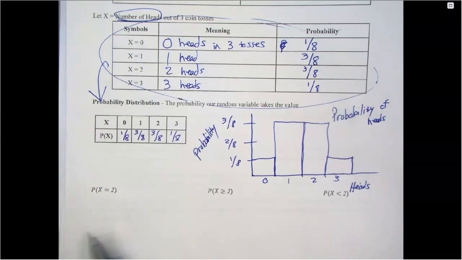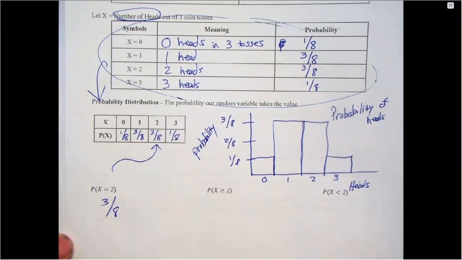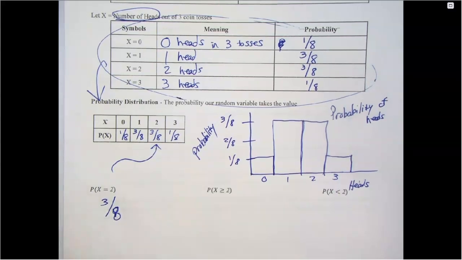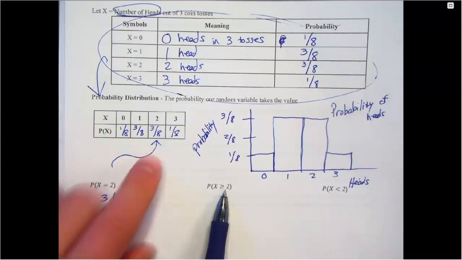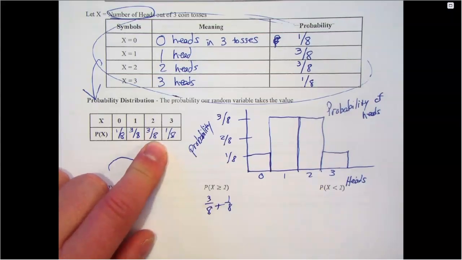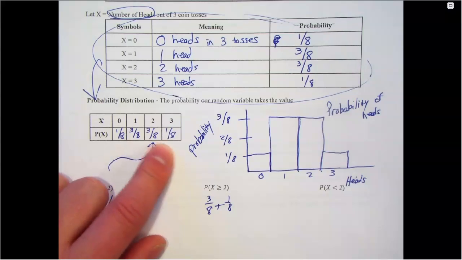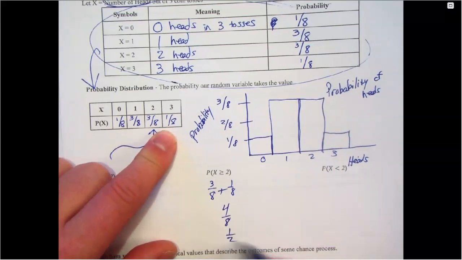And these are just, do you know how to read this table? So X equals 2, it's fairly straightforward. You just read the probability X is 2. X is greater than or equal to, so just make sure you realize the or equal to, so this would be 2 or bigger. So technically 3/8 plus 1/8. Make sure you have those two things. If you want to say 4/8, that's cool. If you want to say 1/2, that's fine.